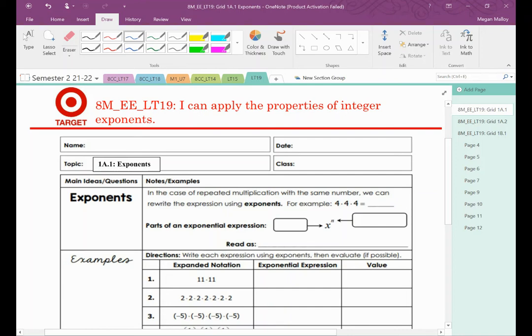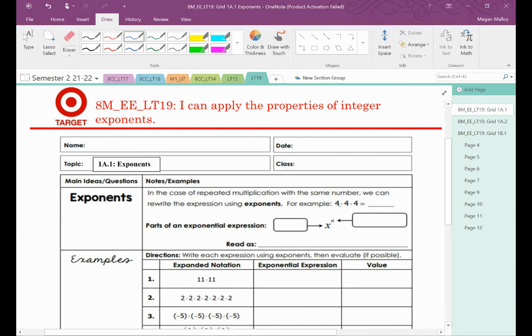Okay, we are going to be looking at Learning Target 19. I can apply the properties of integer exponents. Before we do that, we need to understand what exponents are. Exponents are, when we're working with repeated multiplication, we use the same number multiplied by itself, and we use exponents to say how many times we are multiplying that single number by itself.